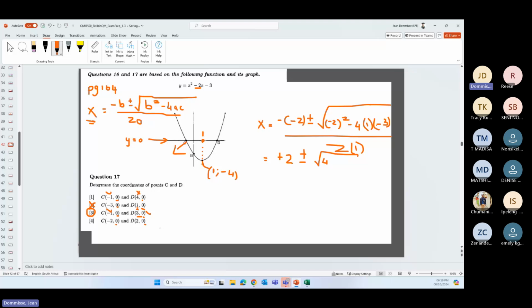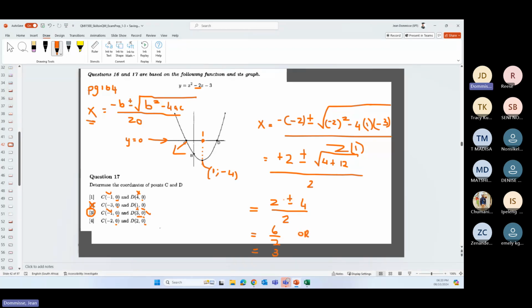Minus 4 times minus 3 is positive 12. Okay, so underneath, 2 times 1 is 2. So positive 2 plus minus 4 plus 12 is 16. The square root of 16 is 4, and all of that divided by 2. So basically we've got 2 plus 4 is 6. 6 divided by 2 will give us the 3.